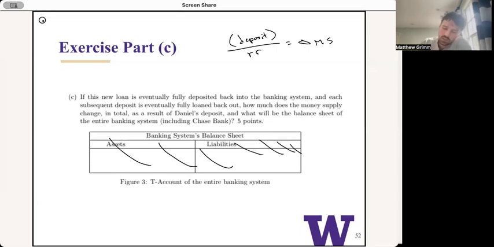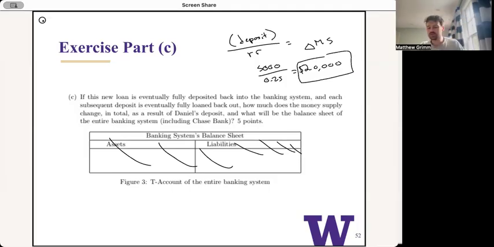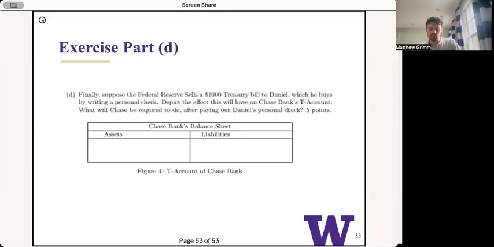Again, change is this triangle that we call delta. There's a better triangle right there. So the original deposit was 5,000. Reserve ratio is 0.25. So the change in the money supply here is going to be 20,000. Okay, that's kind of a big key for this question.